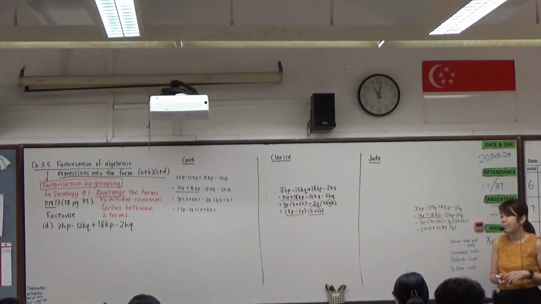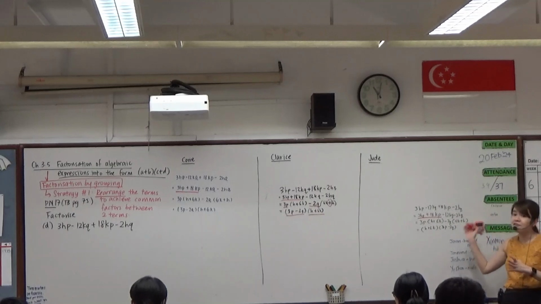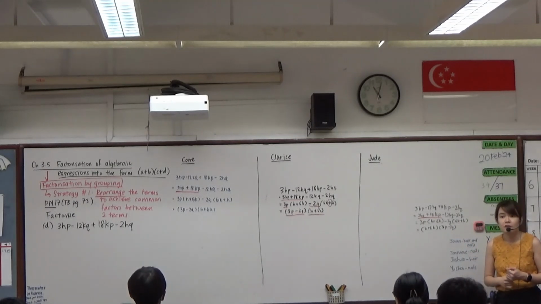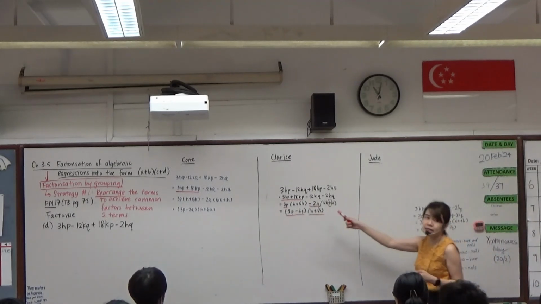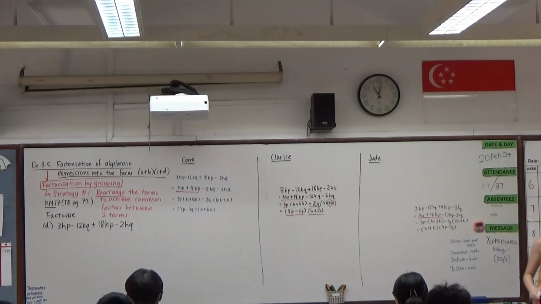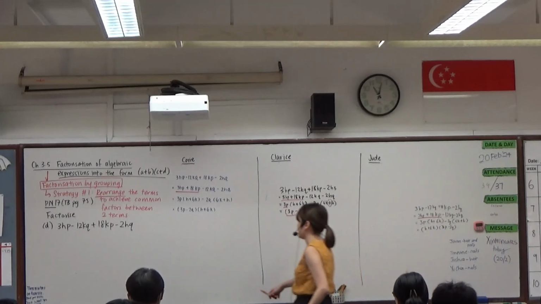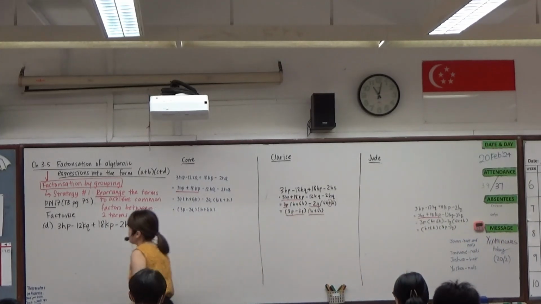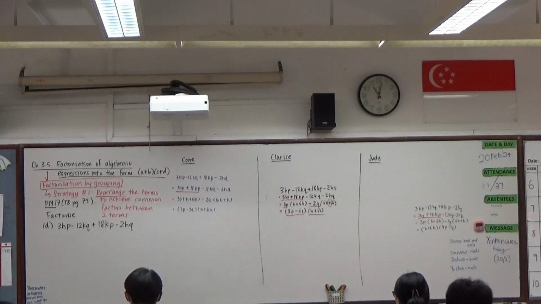Questions? Okay, did anybody do a different arrangement of your terms? So 3HP you attach it to which one? 2HQ, negative 2HQ. Okay.